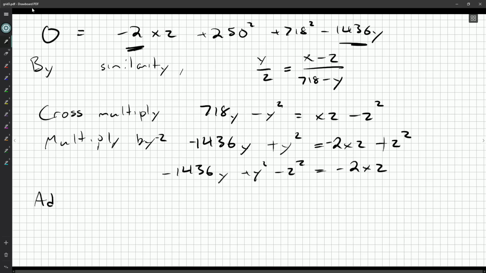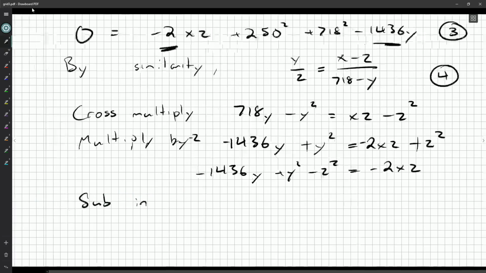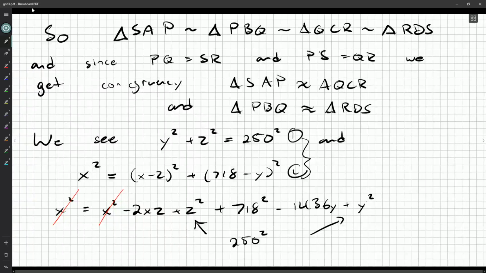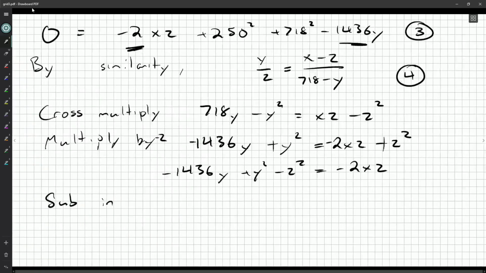Add 250 squared, which is x squared plus y squared. Actually, no. Let's say sub it in first. And you might want to be labeling these things as you go. So that's 3, that's 4. Technically, these are 1 and 2. So we'll get 0. So sub into 3.